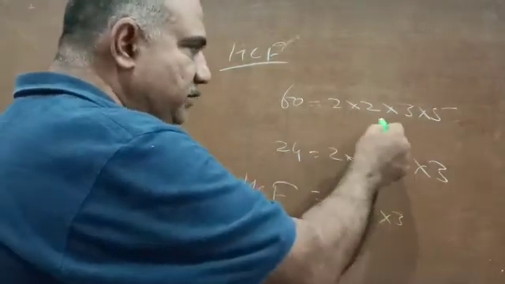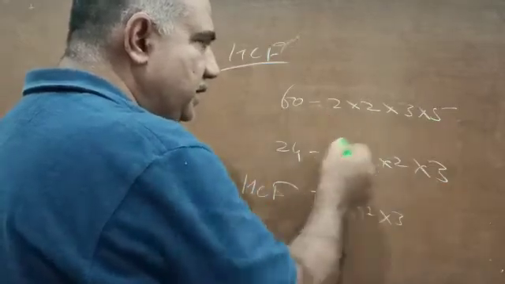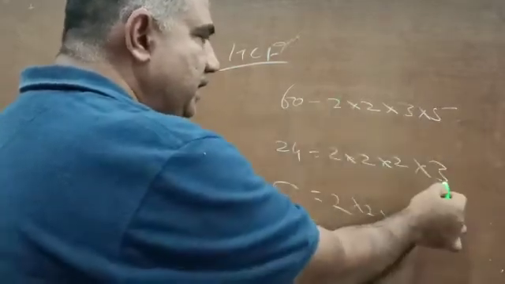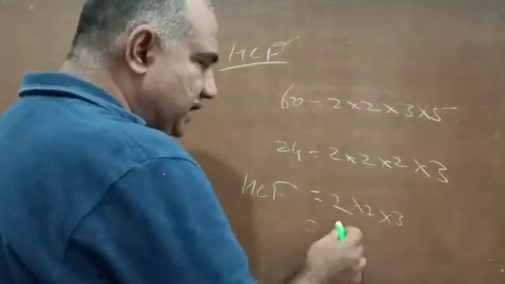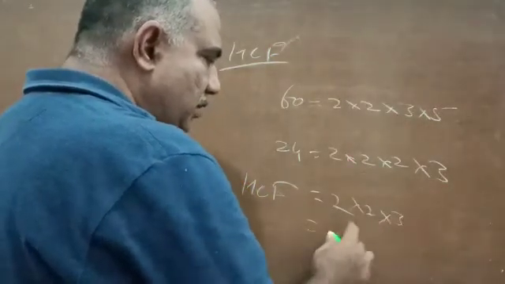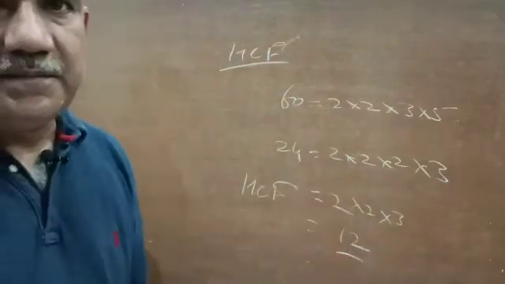And these are the factors, you understand. 2 is a factor of 60, 2 is a factor of 24, 3 is a factor of 60, and 3 is a factor of 24, while 5 is a factor of only 60. So these are the factors. Now if you take all the 3 factors and multiply them, 2 into 2 is 4, 4 into 3 is 12. 12 is the highest common factor of 60 and 24.